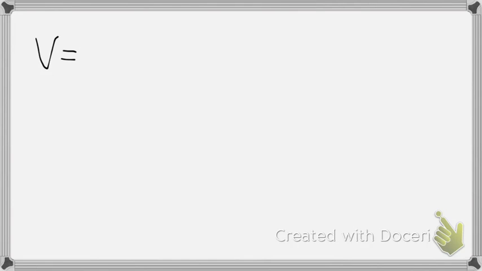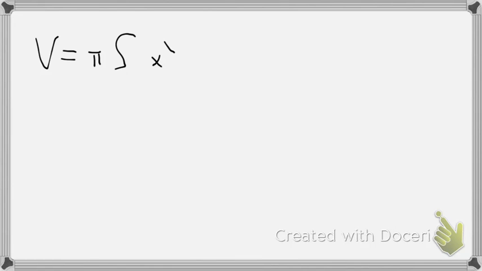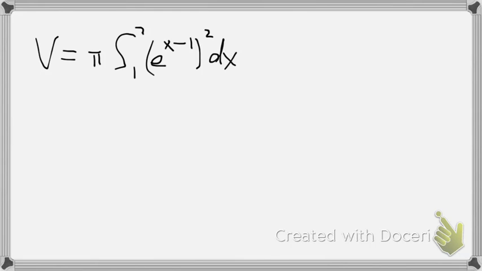So volume, pi r squared. Pi, radius is e to the x minus 1. Squared dx. You guys agree? What about my limits of integration? Are they y values or x values? Yeah, they got to be x values here. So from what to what? From 1 to 3. You guys feeling really confident about those limits? Okay. I mean, I wrote it down, so that's a good hint, right?